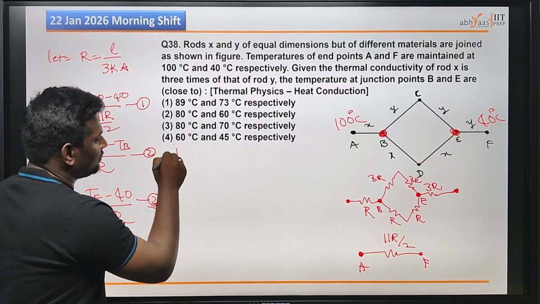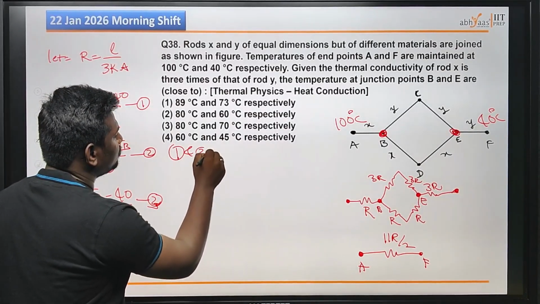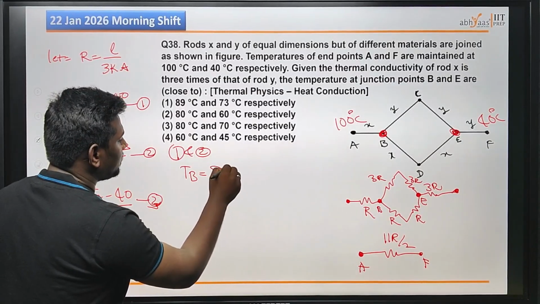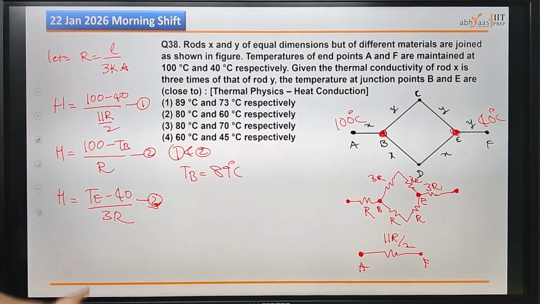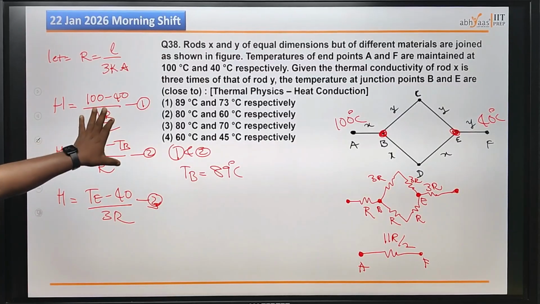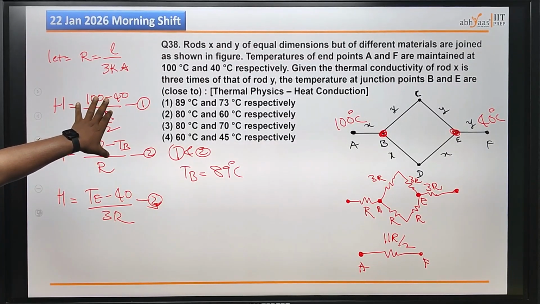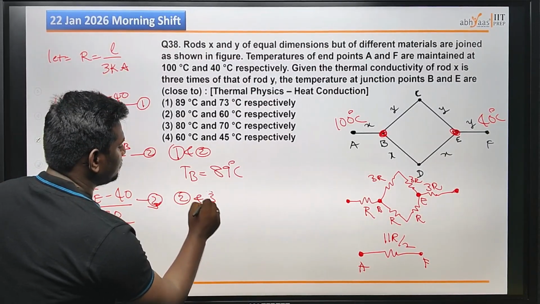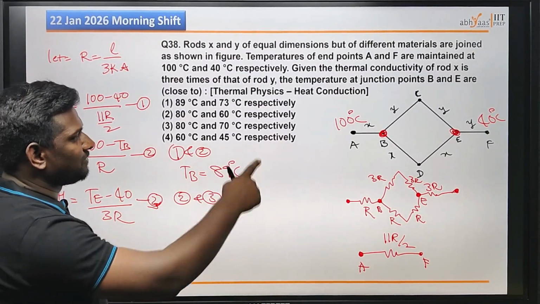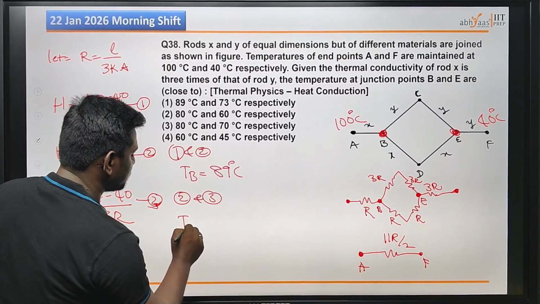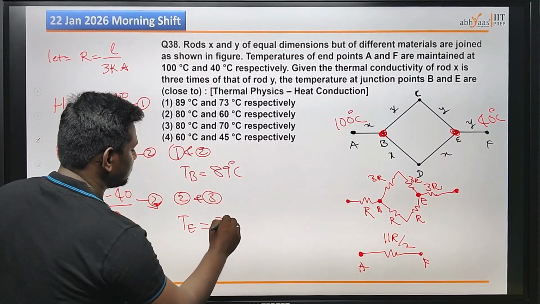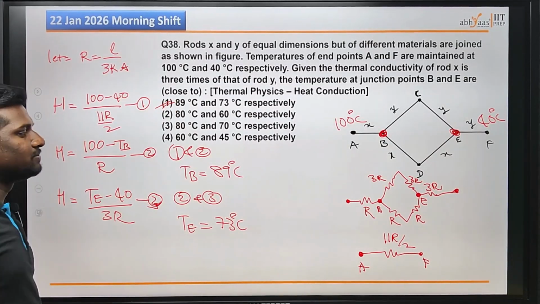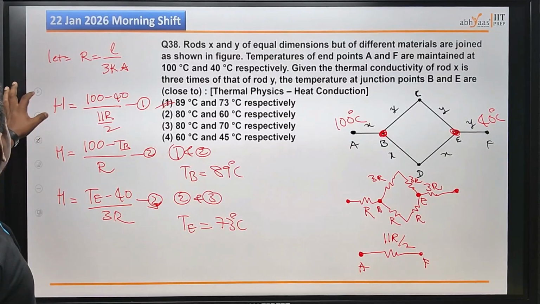From 1 and 2, you will get the temperature at B equal to 89 degrees. If you solve this equation, you will get it. So equate these two equations, you will get the answer. So from 2 and 3 equations, you will get the temperature TE, that is nothing but 73 degrees centigrade. Option 1 is the right answer. I hope you are understanding.